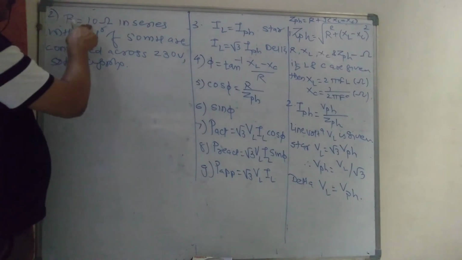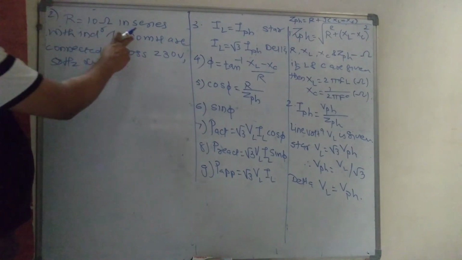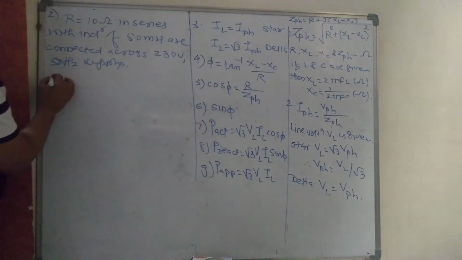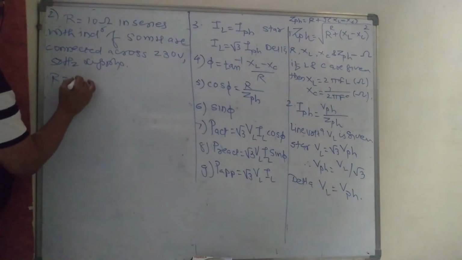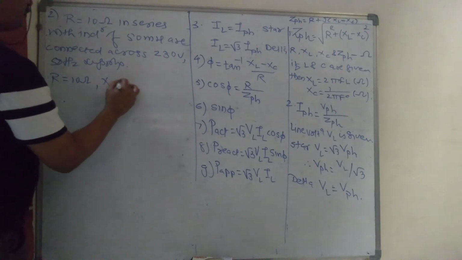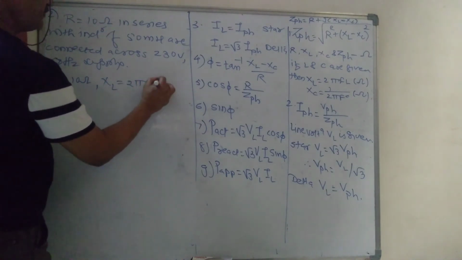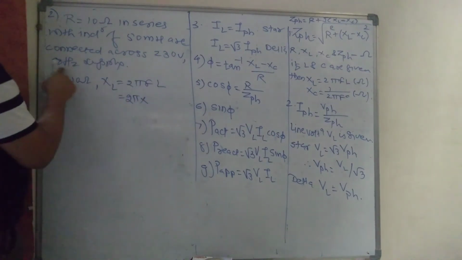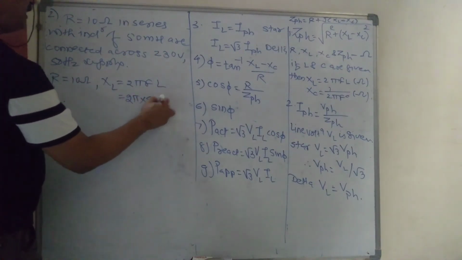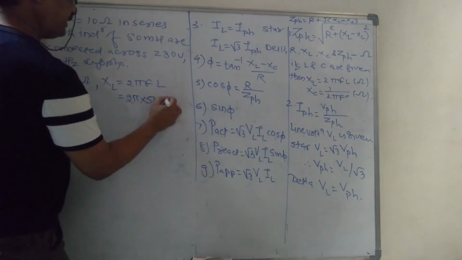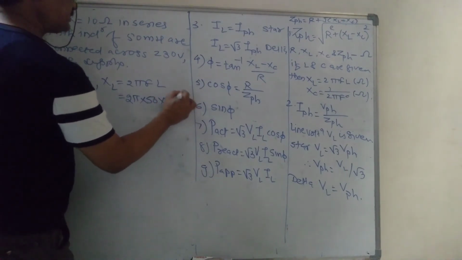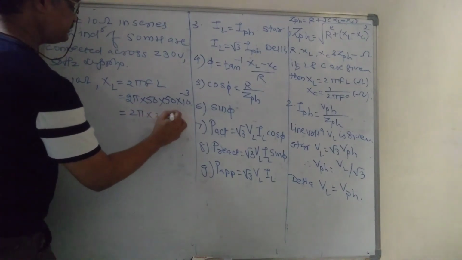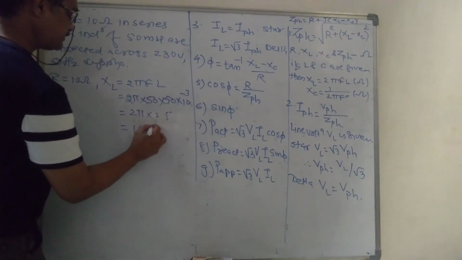Now R is given in ohms and L in millihenry, so you have to calculate XL equal to 2 pi F L. R is equal to 10 ohms, F is 50 hertz and L is 50 millihenry, means 50 into 10 raised to minus 3. This is 2 pi into 2.5, which is 15.7 ohms.